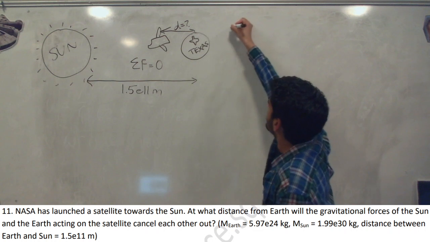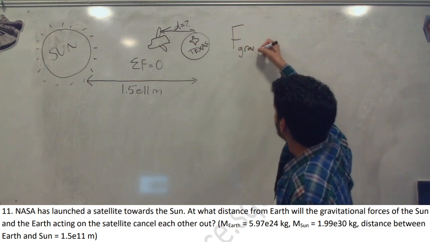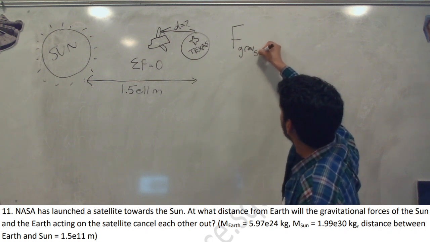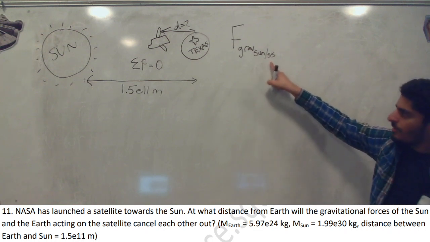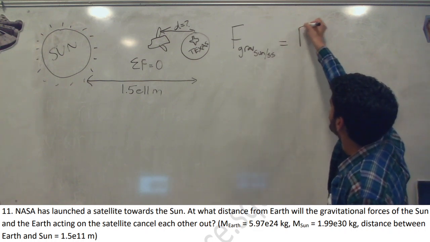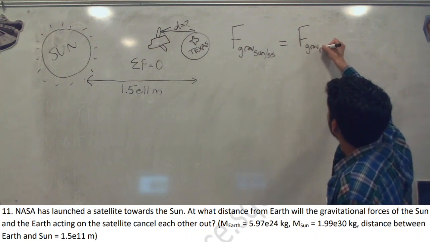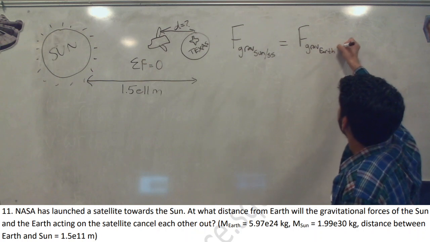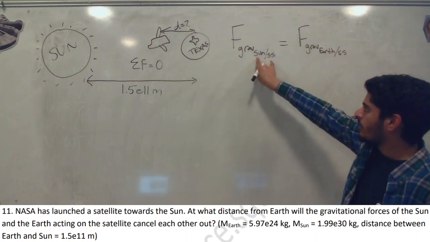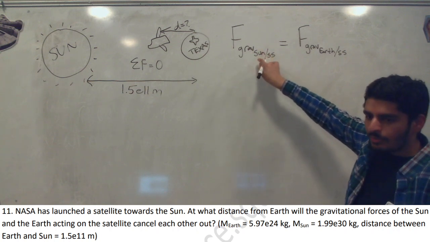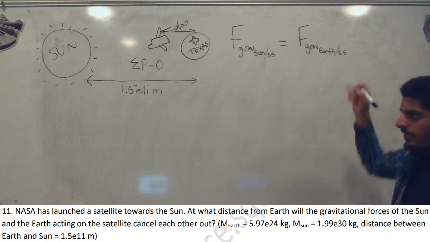So we're saying that the force due to gravity of the, and we're going to get a little messy here, sun/SS for sun/spaceship is equal to the force due to gravity of the Earth/spaceship. We're saying the gravitational force of attraction between the sun and the spaceship is equivalent to the gravitational force of attraction between the Earth and the spaceship, which is a little weird to think about.